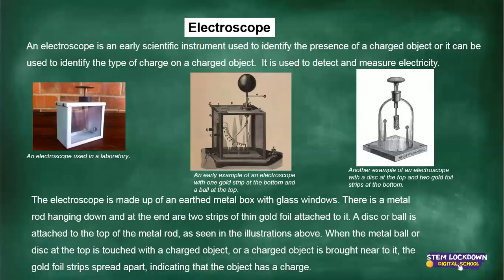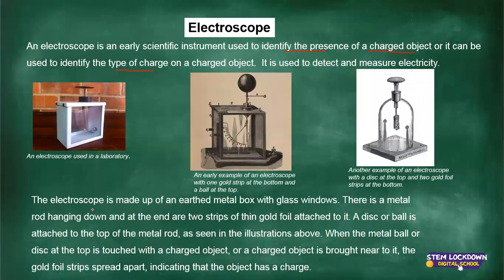So an electroscope is basically used to detect and measure electricity. So in the test, if they ask you, what is the purpose of an electroscope? You're going to say, it is used to detect and measure electricity. Then you could say it identifies the presence of a charged object, and it also identifies the type of the charge. That's much better than my earlier explanation.